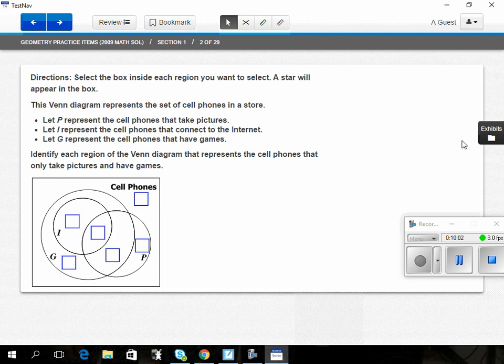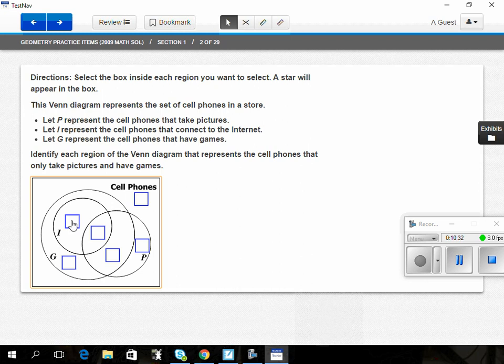So let's read it. It says to select the box inside each region that you want to select. A star will appear in the box. By the way, the pointer tool is my selection tool. If I click on these, stars appear. Okay? And so I'm just showing you what happens. And so I'm just going to unselect them to kind of show you what it would look like.